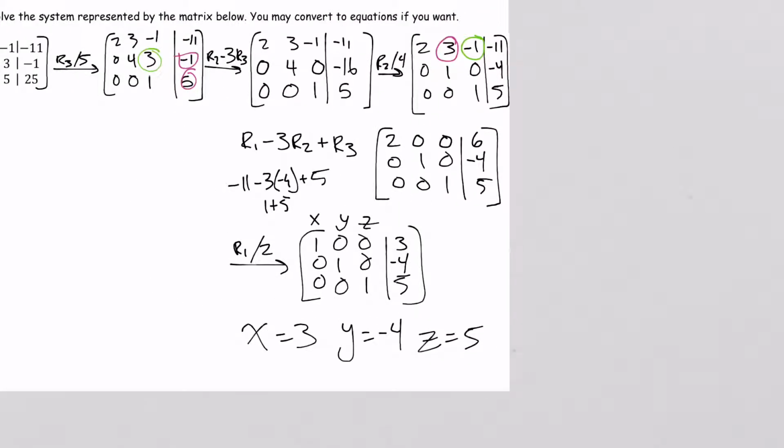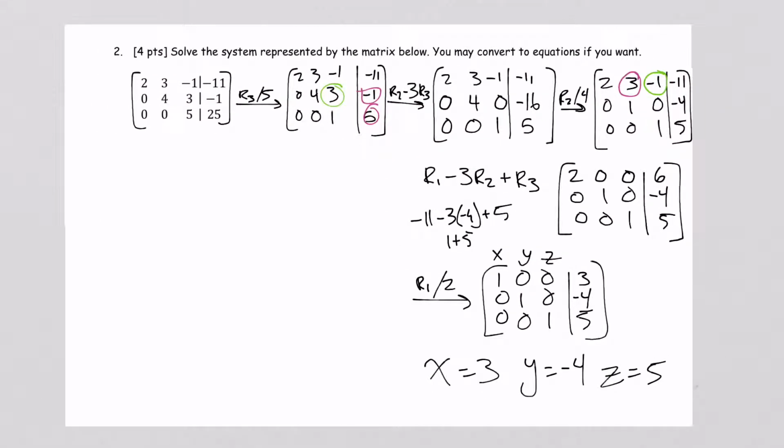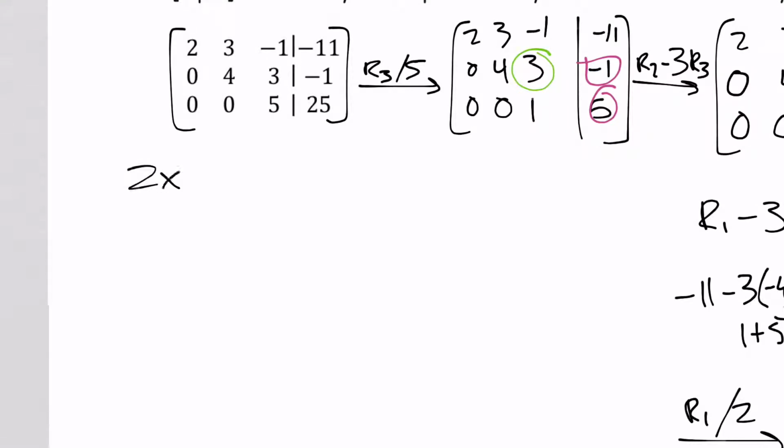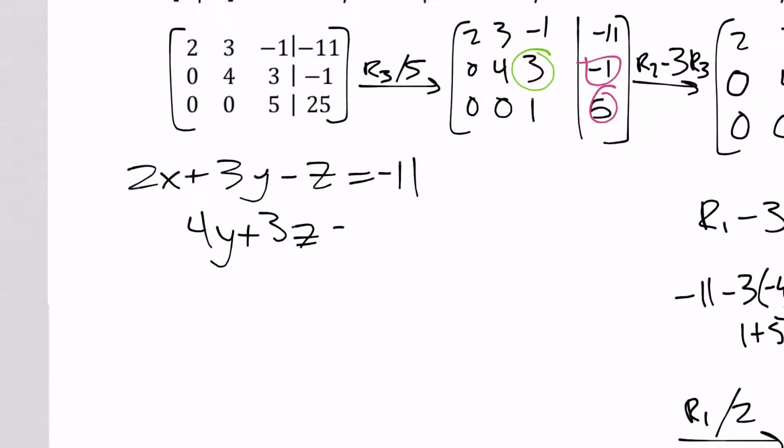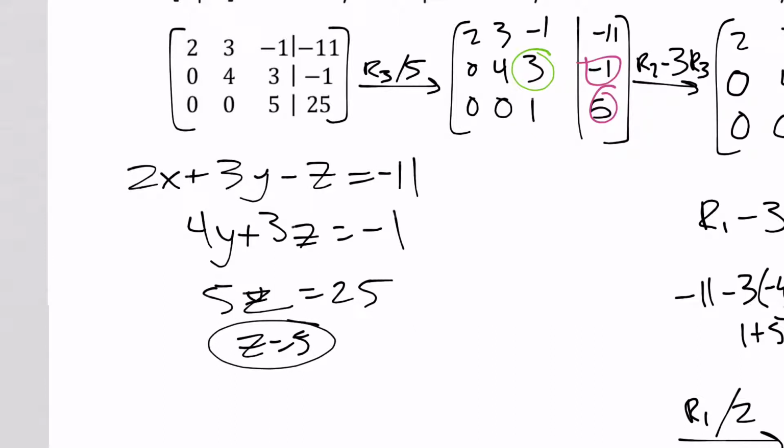Now you can do that as equations as well. It's arguable which one you prefer, but I would write a system: 2x plus 3y minus z equals negative 11, and then 4y plus 3z equals negative 1, and then finally 5z equals 25. And it might honestly even be easier to do it this way, because I could right off the bat say z equals 5 by dividing by 5.